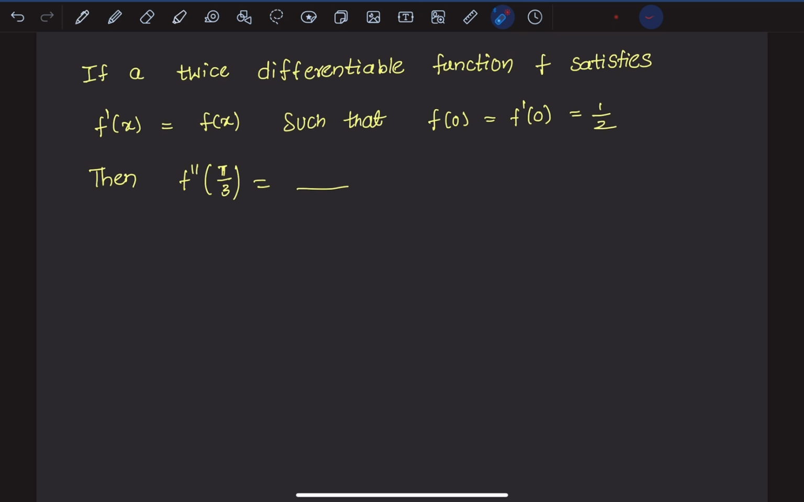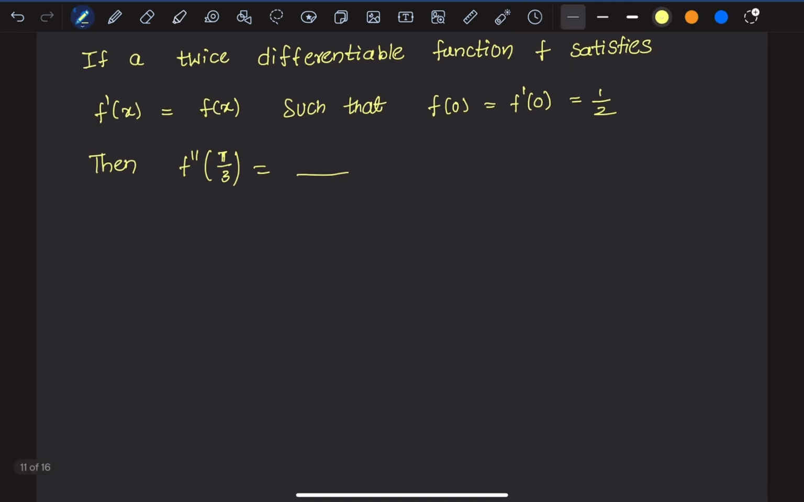So this is the first question that we have. There is a twice differentiable function f that satisfies this particular relation, and these initial values are given, and we have to find out the value of f double dash of pi by 3. So let us go ahead and solve this.